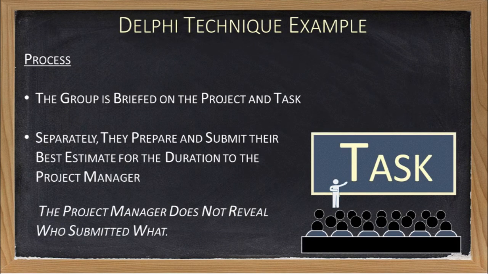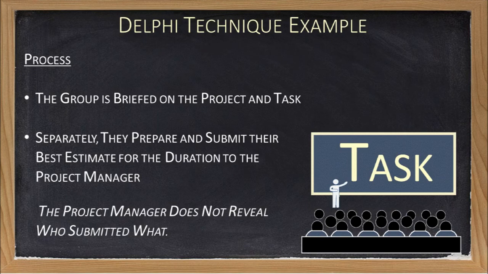The Delphi technique is designed to avoid groupthink, a situation where everybody simply goes along with whoever talks the loudest at the meeting. The way it works is that a group or team is briefed on the project and the task for which an estimate is needed. As a group, they can discuss the task and explore elements that need to be considered as part of their estimate.